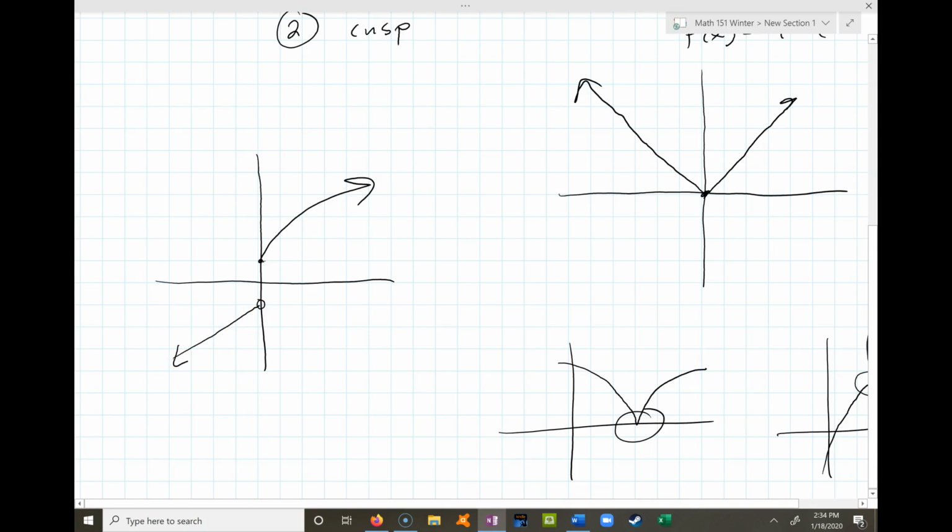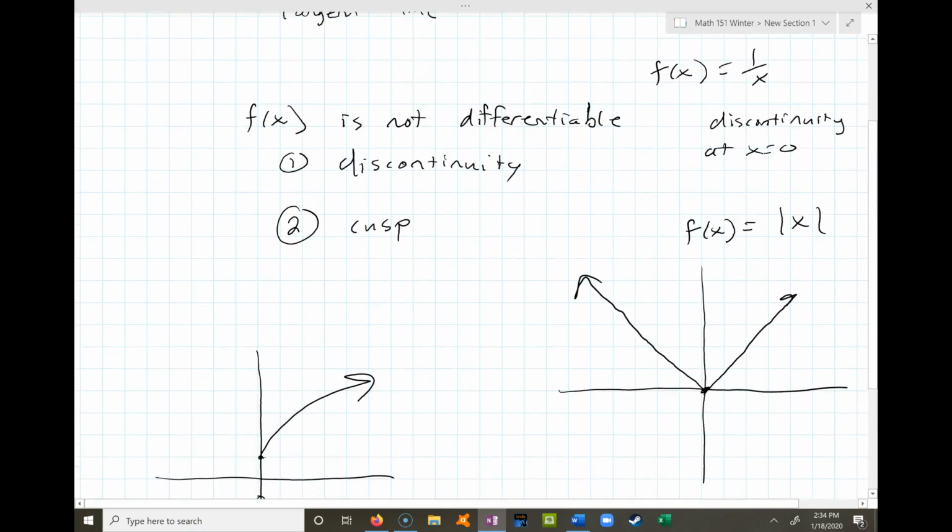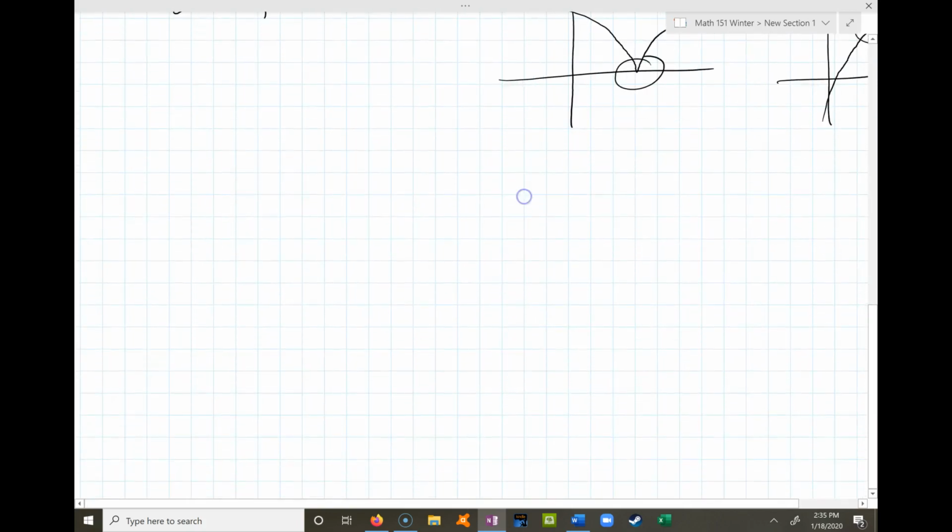So when you're being asked whether a function is differentiable or not, you're asking, does it have any discontinuities, and are there any sharp points or cusps? So you would say it's not differentiable at the discontinuity, or at the cusp. So that's differentiable. Then the second thing I want to talk about is tangent line.